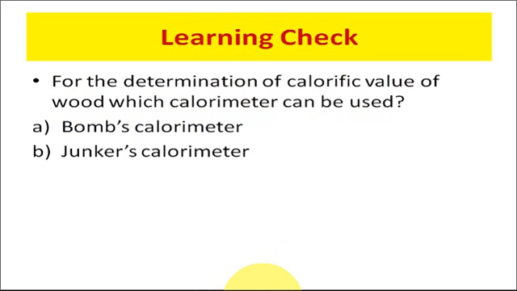Now it's time for learning check. Pause the video and read the question and think about the answer. For the determination of calorific value of wood, which calorimeter can be used? Bomb calorimeter or the Junker's calorimeter? Yes, you are right. This is the Bomb calorimeter, because wood is a solid fuel, and for determination of the calorific value of solid fuel, Bomb calorimeter is used. So the correct option is A.